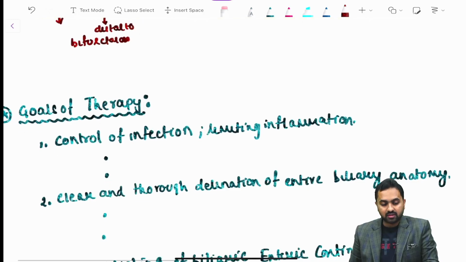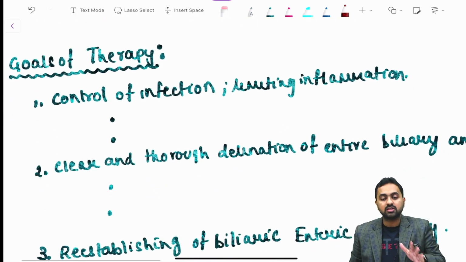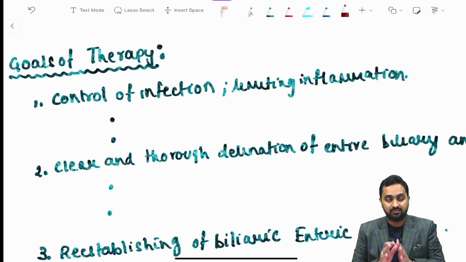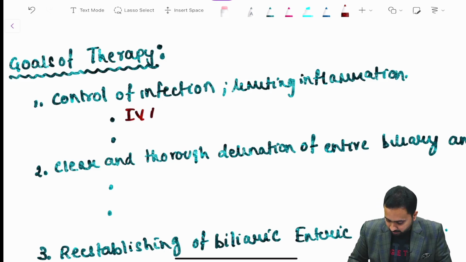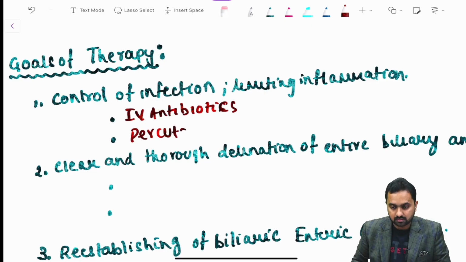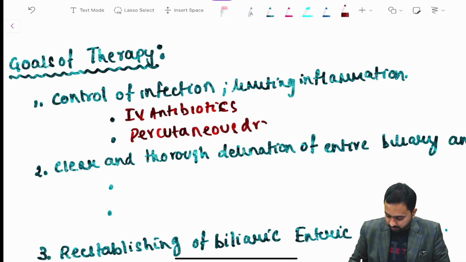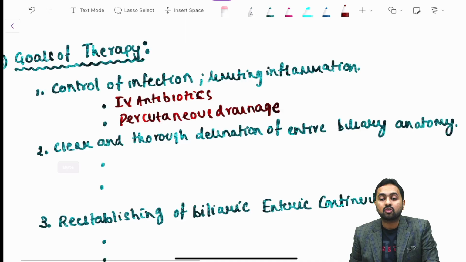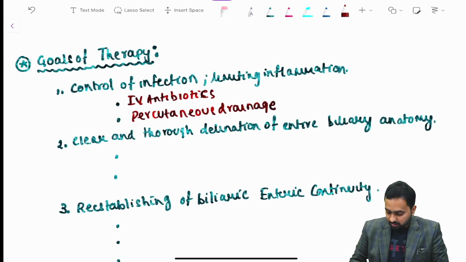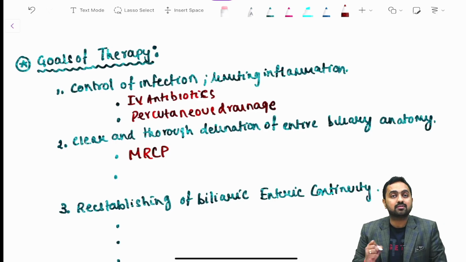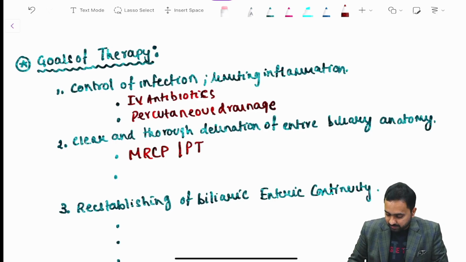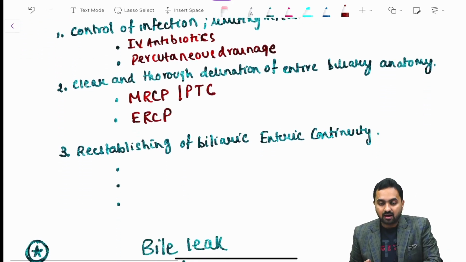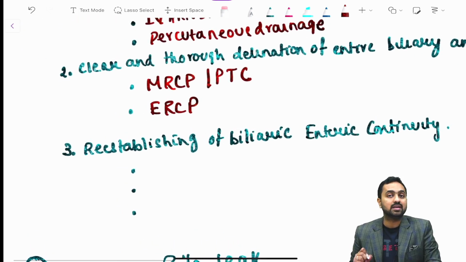Now, what are your goals of therapy in your biliary injury? First is your control of infection and limiting your inflammation. How do we achieve that? With help of IV antibiotics and your percutaneous drainage. Then we have your second important goal, which is your clear or thorough delineation of your entire biliary anatomy. This is achieved with the help of magnetic resonance cholangiopancreatography, percutaneous transhepatic cholangiography, or with the help of ERCP.